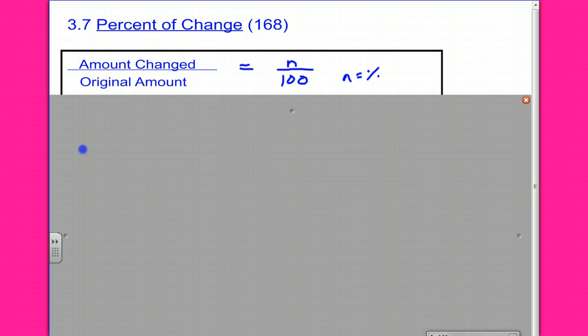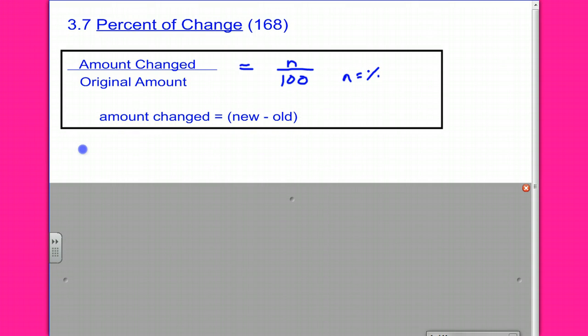So we'll stick with this proportion, and the amount something changes is the difference between the new amount and the old amount. We always take the new amount and subtract the old. And when we do, we have the amount changed. Sometimes that's a positive value if something increases, and sometimes it's a negative value.